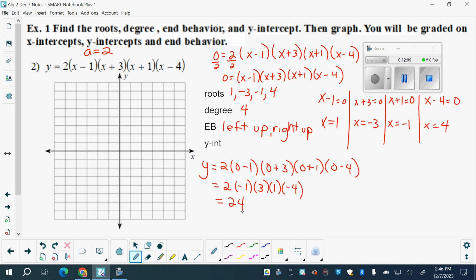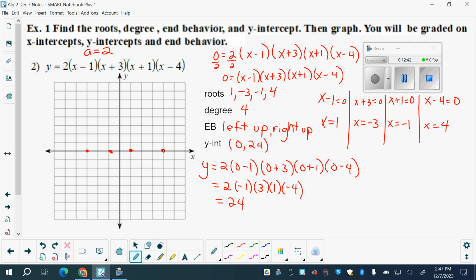So we get 24, right? So as a point, that y-intercept would be (0, 24). So let's label the roots 1, -3, -1, and 4. If I, as I did on my x-axis, went by increments of 1, 24 would not fit on my graph. It would be way off the graph.